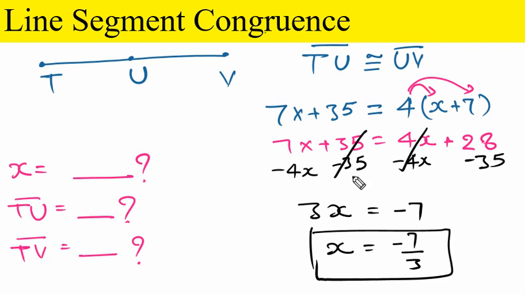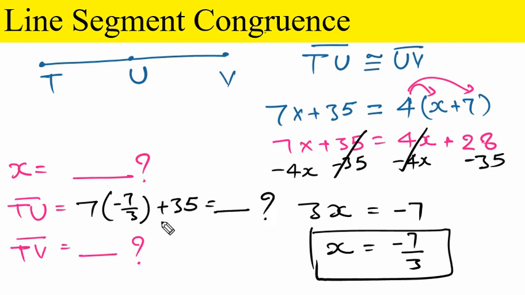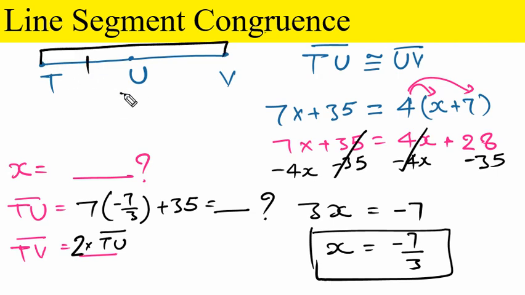Now how will you find TU and TV? You will substitute the value of x. So TU is 7x plus 35, so 7 times minus 7 over 3 plus 35. Solve this and you will get your answer. Whatever answer you get, you have to double it, 2 times segment TU. When you do this, you will get your answer for TV also, because TV is the total length: this plus this. That's how you solve questions on line segment congruence. That's it for this video.